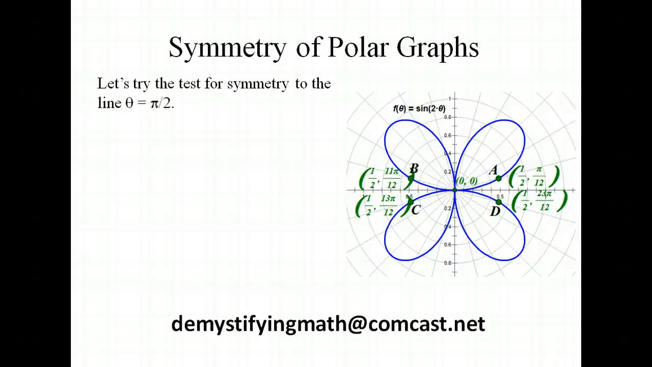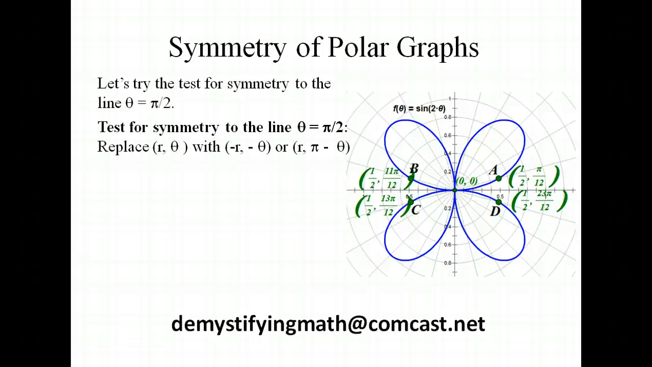So let's try the test for the line theta equals pi over 2. We're going to replace r, theta with negative r, negative theta, or with r and pi minus theta. And both of those are true for all points on the graph. So it has symmetry with respect to the line theta equals pi over 2.